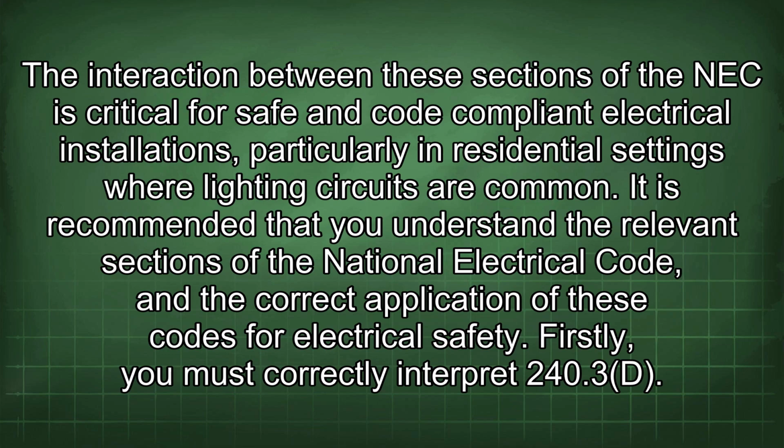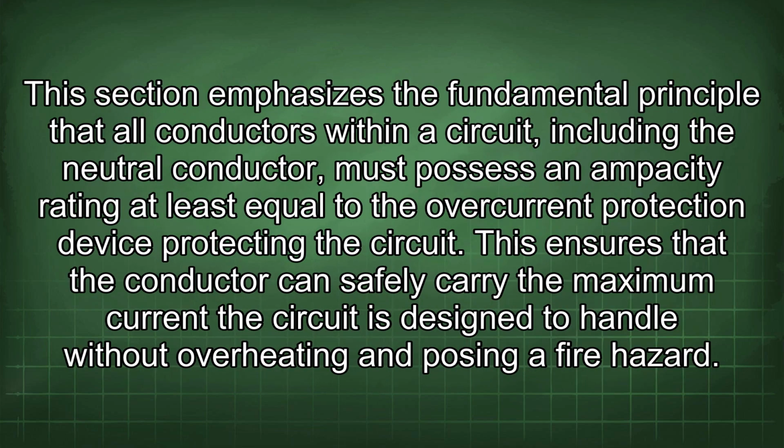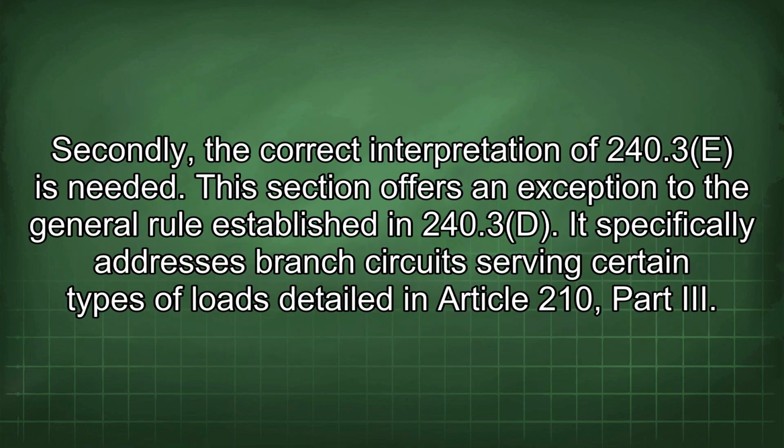It is recommended that you understand the relevant sections of the National Electrical Code and the correct application of these codes for electrical safety. Firstly, you must correctly interpret 240.3d. This section emphasizes the fundamental principle that all conductors within a circuit, including the neutral conductor, must possess an ampacity rating at least equal to the overcurrent protection device protecting the circuit. This ensures that the conductor can safely carry the maximum current the circuit is designed to handle without overheating and posing a fire hazard. Secondly, the correct interpretation of 240.3e is needed.